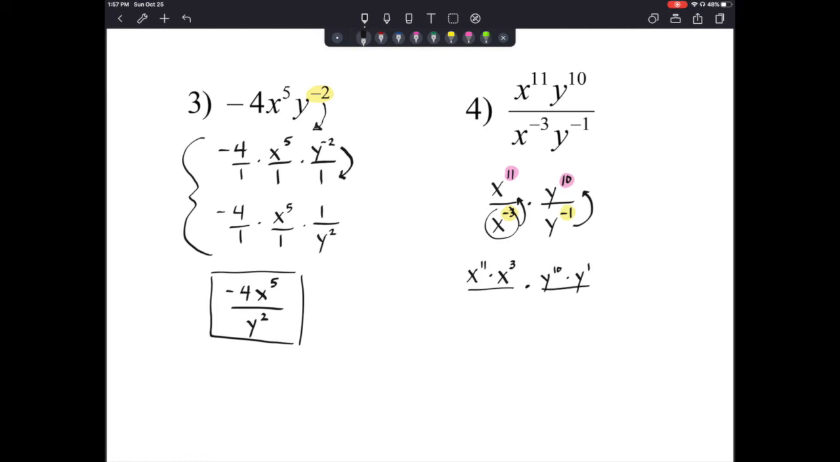This is multiplication. So x to the 11th times x to the 3rd is going to be x to the 11 plus 3, which is 14th. Y to the 10th times y to the 1st would be y to the 11th. And our answer is x to the 14th, y to the 11th.